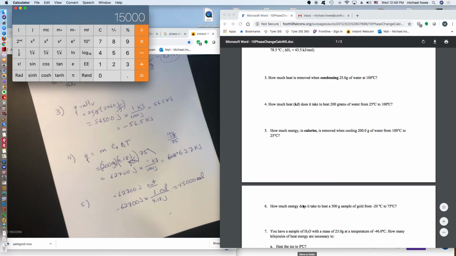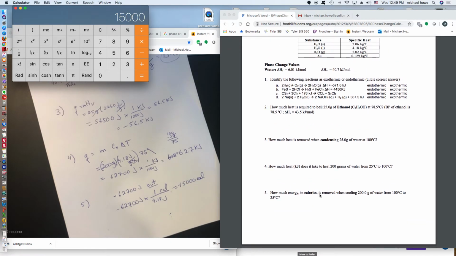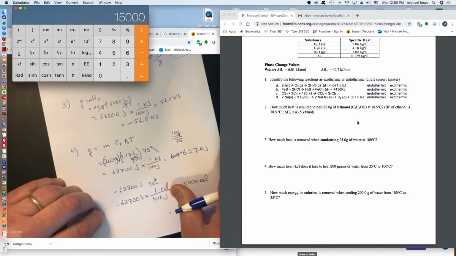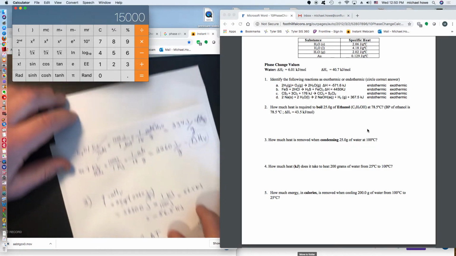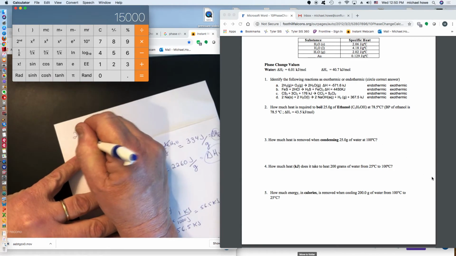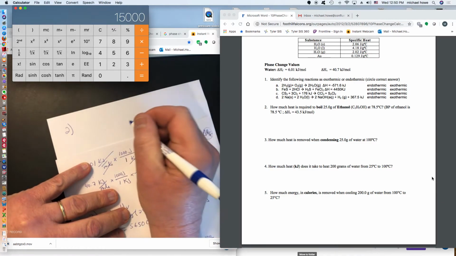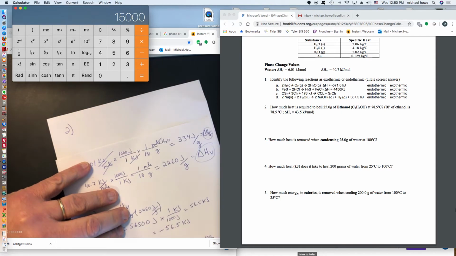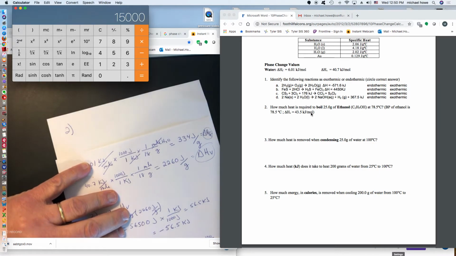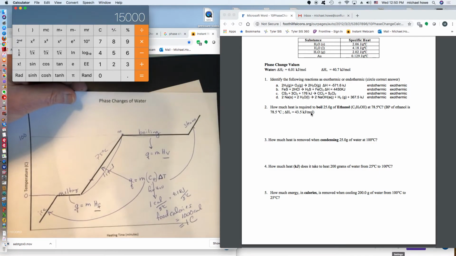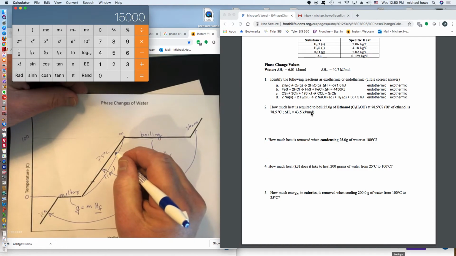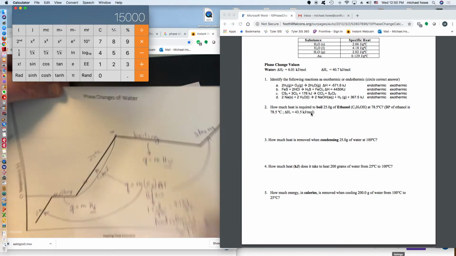All right, we're going to take a look at number 2 now that I skipped earlier. So let's come back to number 2. In number 2 we're boiling 25 grams of ethanol at 78.5, which happens to be the boiling point of ethanol. 78.5 is the boiling point, and the heat of vaporization is 43.5. So for ethanol, this graph would apply, but the temperatures at which it boils would be different. So the flat line would be down here around 78.5.